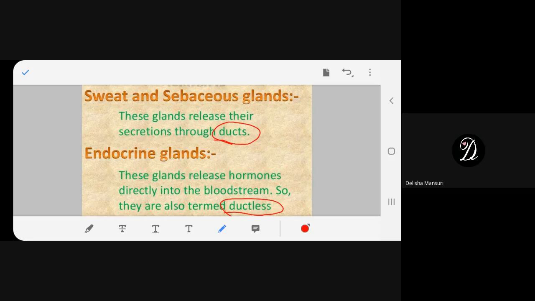Now what happens? These hormones are directly released into the blood, and then the blood takes them to all parts of the body. And when it is released straight to the blood, obviously they are not in any sort of cavity. There's no cavity as such. Hence they are called ductless glands. What are they called, beta? Ductless. So sweat and sebaceous glands have ducts, whereas the endocrine system, we'll talk about this in detail later. The function of these glands is releasing hormones straight into the bloodstream. And this blood will go to all parts of the body and activate our body. Understood? Yes. So sweat and sebaceous glands are duct glands, and endocrine glands are ductless glands. What are they? Ductless glands.